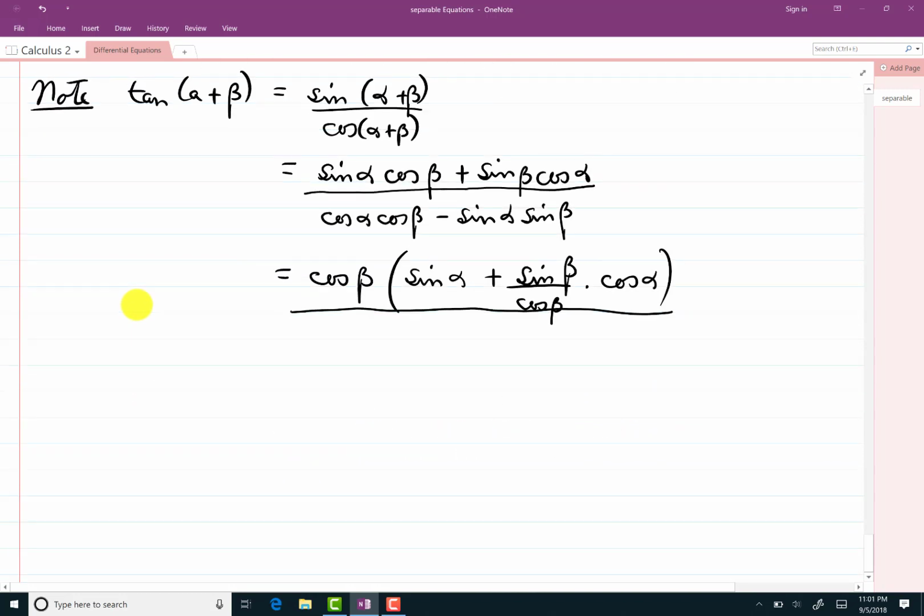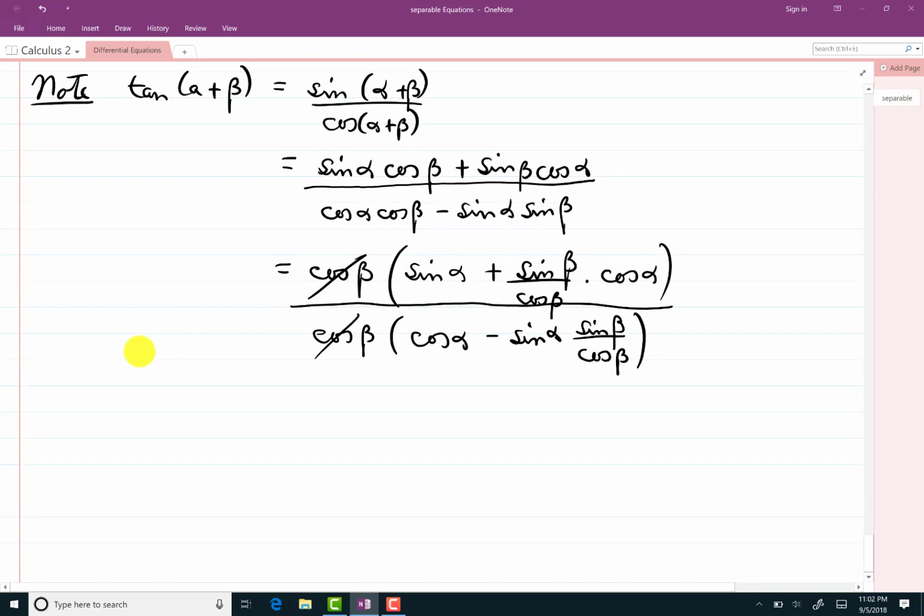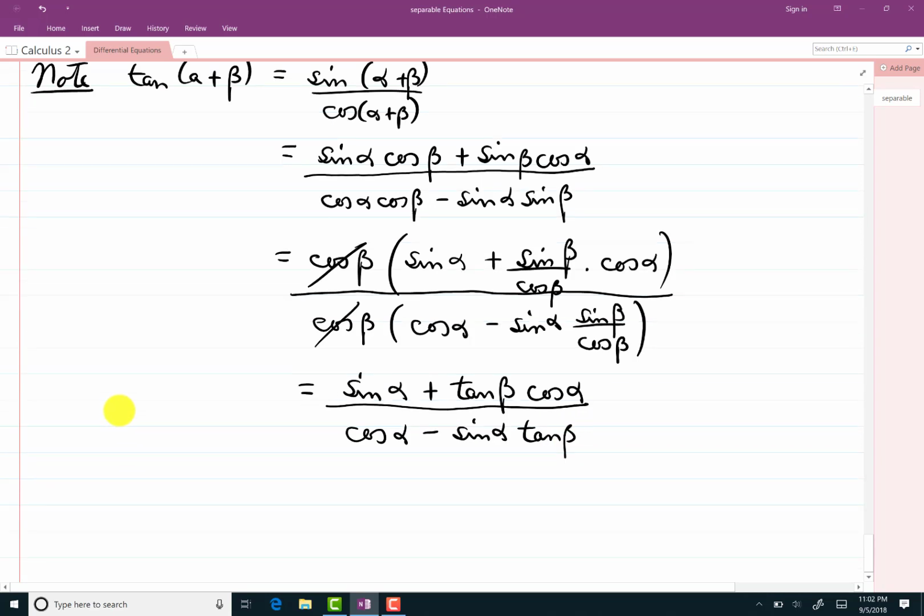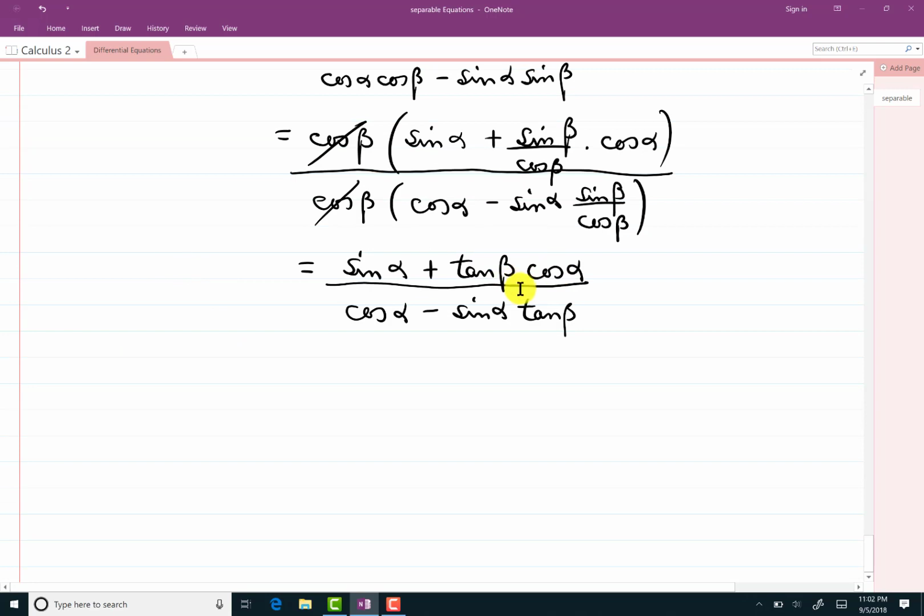I'm going to do the same thing in the denominator, factor out a cosine of beta, and that will leave me with cosine of alpha minus, same kind of thing is going to happen over here, sine of alpha, sine of beta over cosine of beta. Of course, there's a reason I did that. Besides canceling that part of it, here's what I have so far. In the numerator, I have sine of alpha plus tangent of beta cosine of alpha divided by cosine of alpha minus sine of alpha times tangent of beta. And now I'm going to do the same kind of a trick again. This time I'm going to factor out a cosine of alpha.